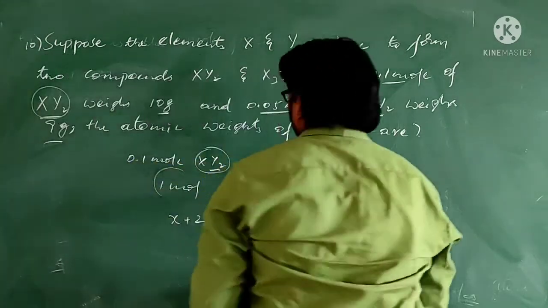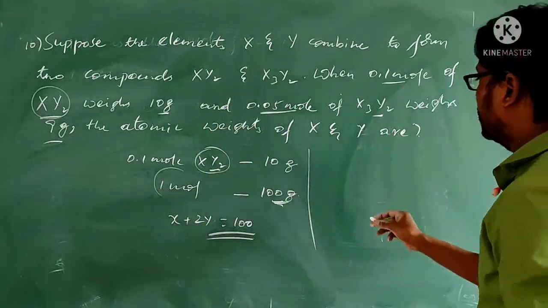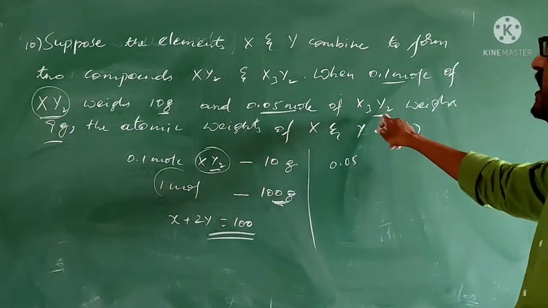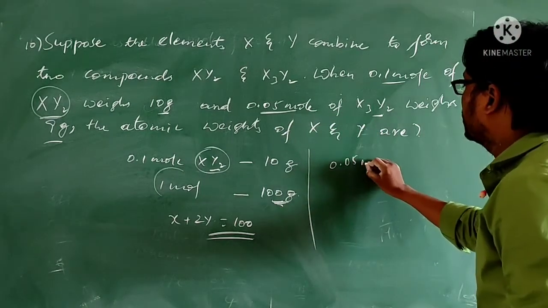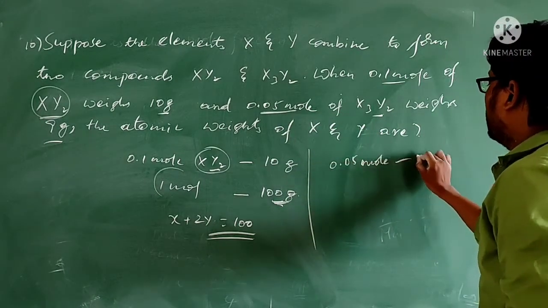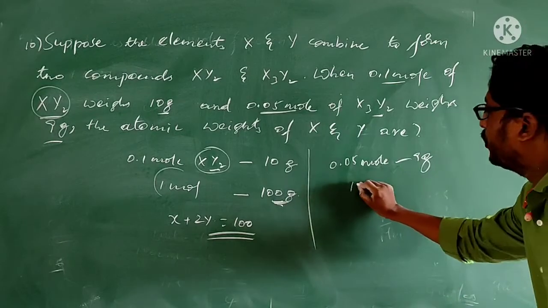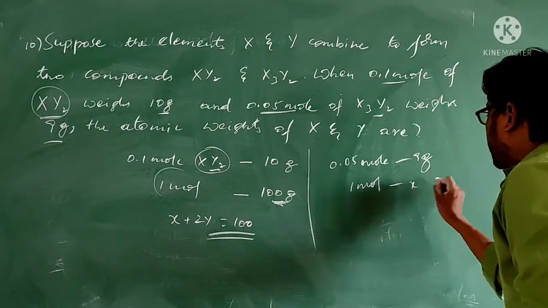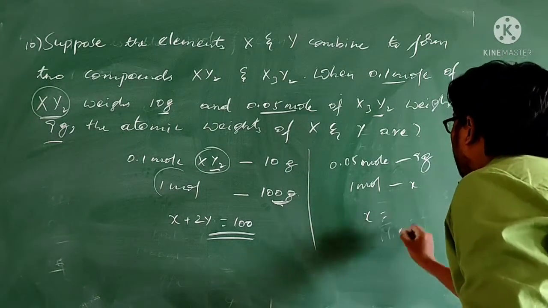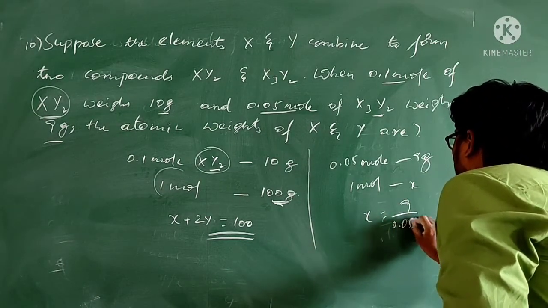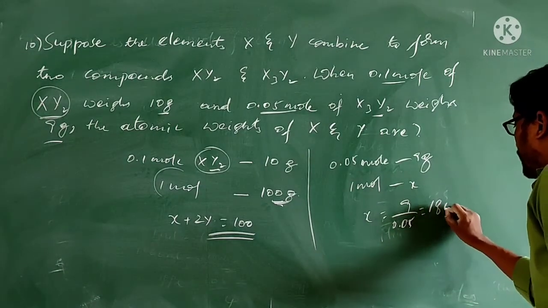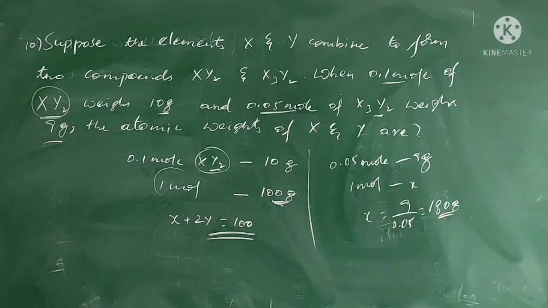In the same way, 0.05 mole of x3y2 has a mass of 9 grams. Then 1 mole will have a mass of, if you cross multiply, you will get the answer. Let us take this as x. x will be equal to 9 by 0.05, which you will get as 180 grams.